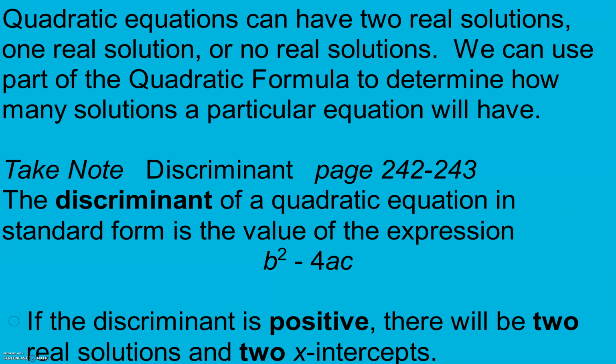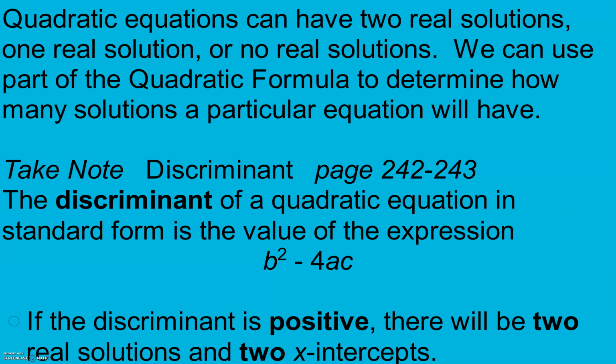Continuing on here in section 4.7, quadratic equations can have two real solutions, one real solution, or no real solutions. And we can use part of the quadratic formula to determine how many solutions a particular equation will have. If you look at the take note on page 242 to 243, the discriminant of a quadratic equation in standard form is the value of the expression b squared minus 4ac.